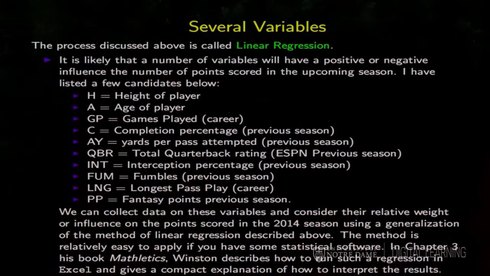So the method is relatively easy to apply, gives you kind of a linear formula for what to expect given values for these variables, and if you have some statistical software, it's bound to have regression on there. In chapter 3 of his book, Mathletics, Winston describes how to run such a regression in Excel and gives a nice compact explanation of how to interpret the results.